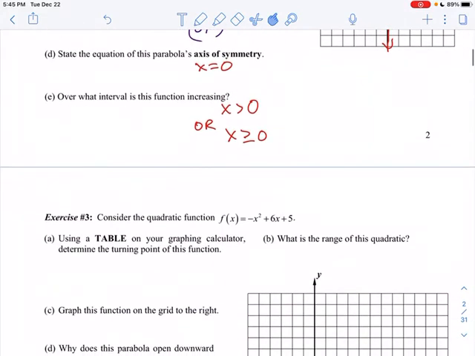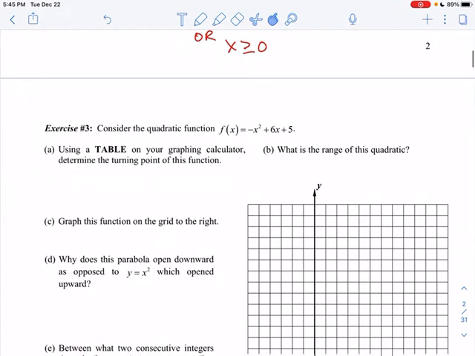On the next page I have: consider the quadratic f of x equals -x squared plus 6x plus 5. Using a table on your graphing calculator, determine the turning point of this function. You want to put this into your calculator exactly the way it is, with that negative sign in there. Then you're going to hit second table. Every time I do it, for some reason the video comes off, so I'm not going to do it right here with you.